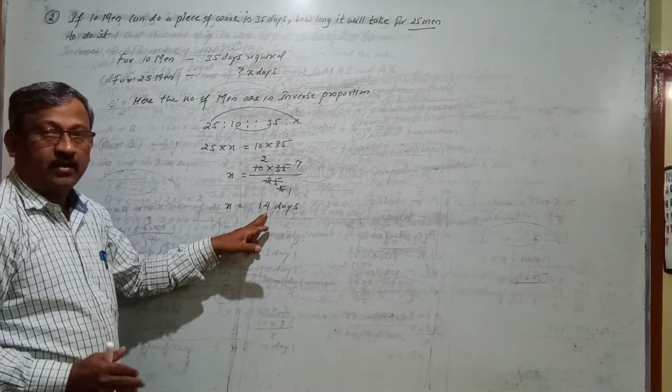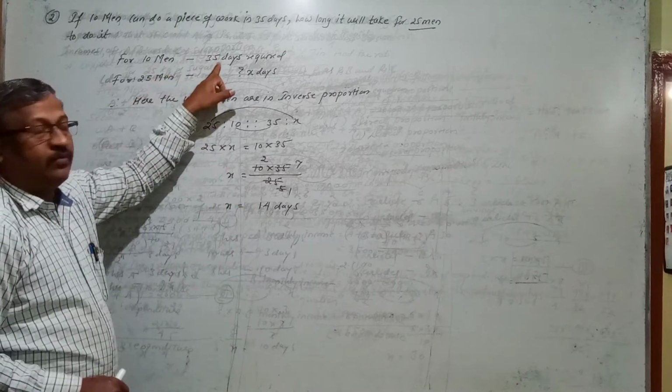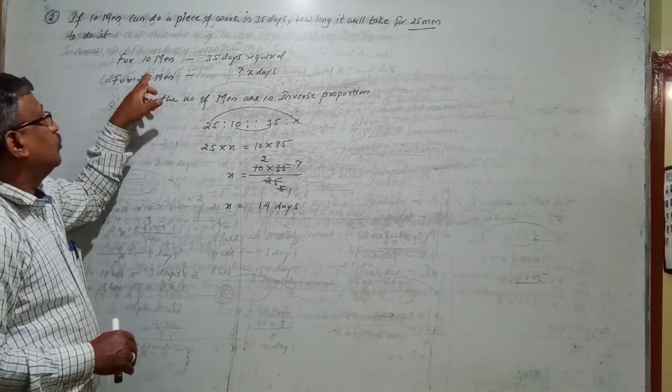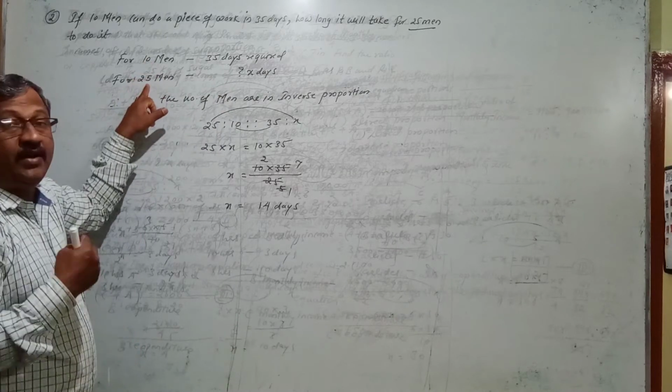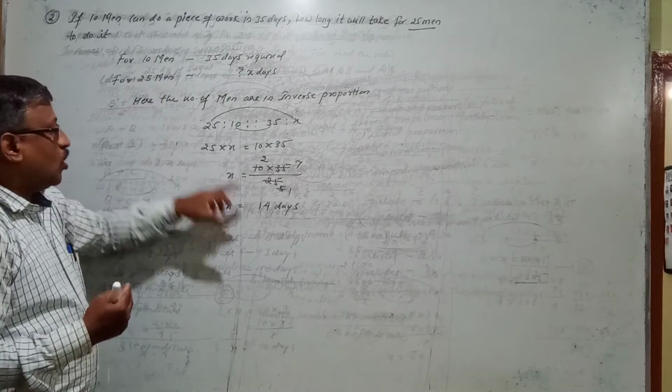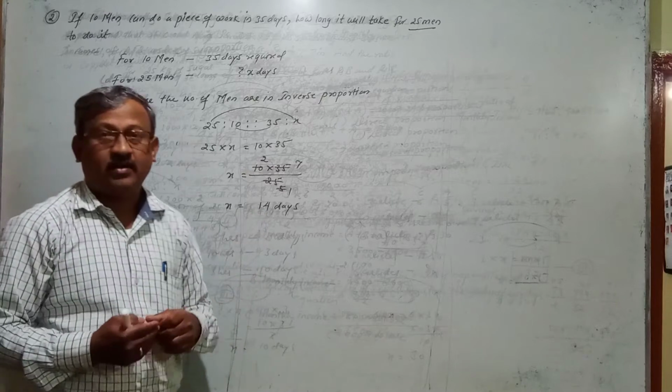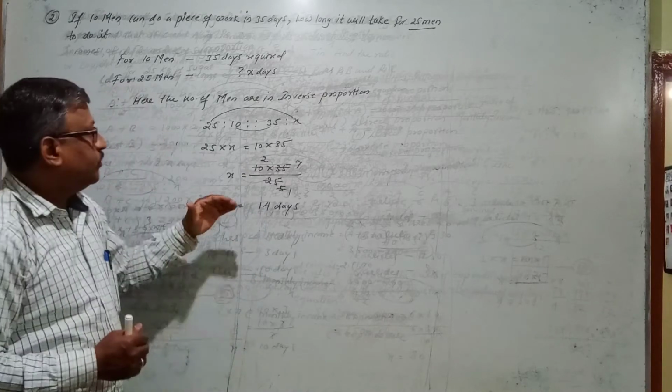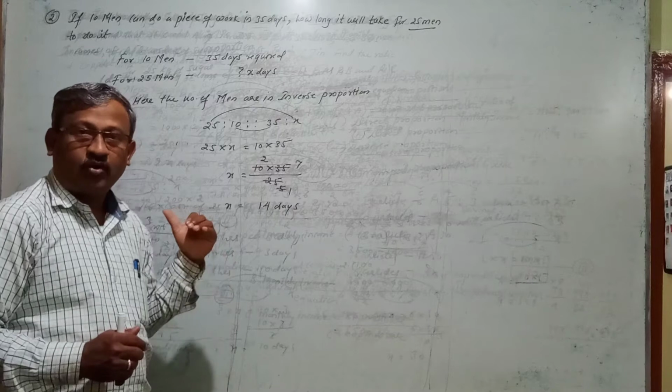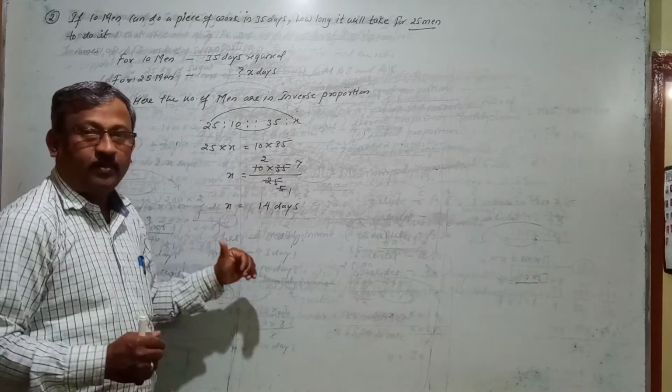So to do that work for 25 men, how many days are required? 14 days are required. So if 10 men can do that work in 35 days, then in place of 10 men, if you put 25 men to do that work, how many days are required? 14 days are required. I hope this is clear. The previous problem was direct and this problem is inverse.